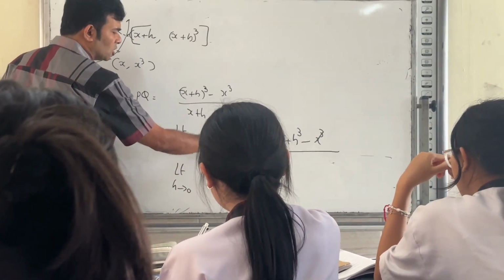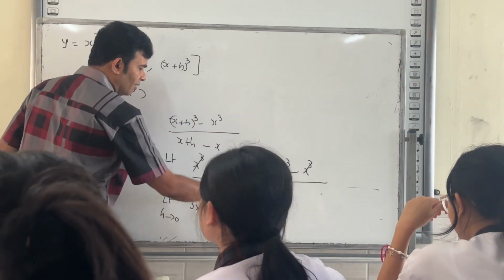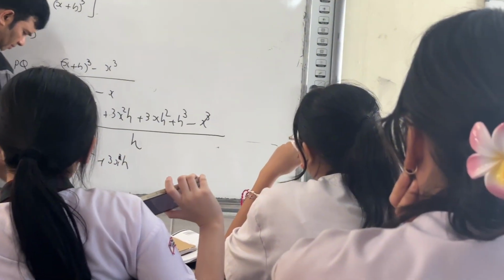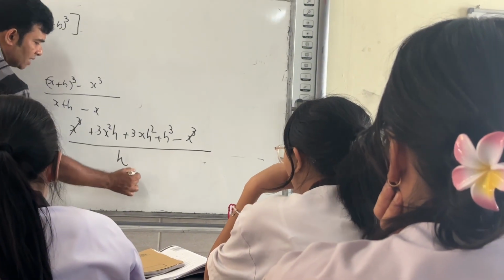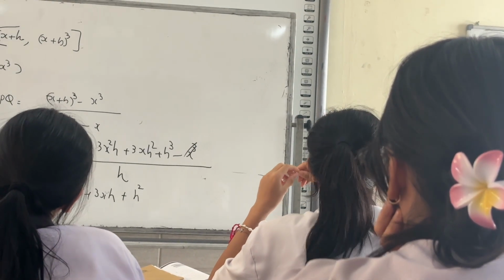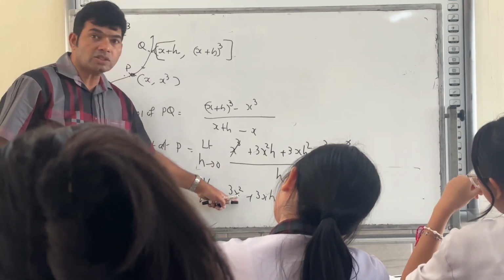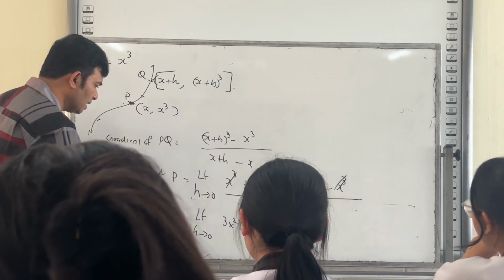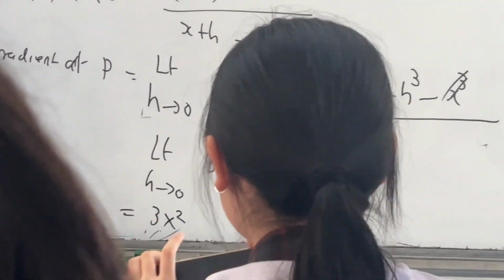What is 3x square h divided by h? 3x square. What is 3x h square divided by h? 3xh. Plus, what about h cube divided by h? h square. x cube and x cube are already gone. Clear? But h is approaching 0. So this 3x square, nothing happened. What will be this one? 0. What will be this one? 0. So what is that answer? 3x square. So what is the gradient function? 3x square.